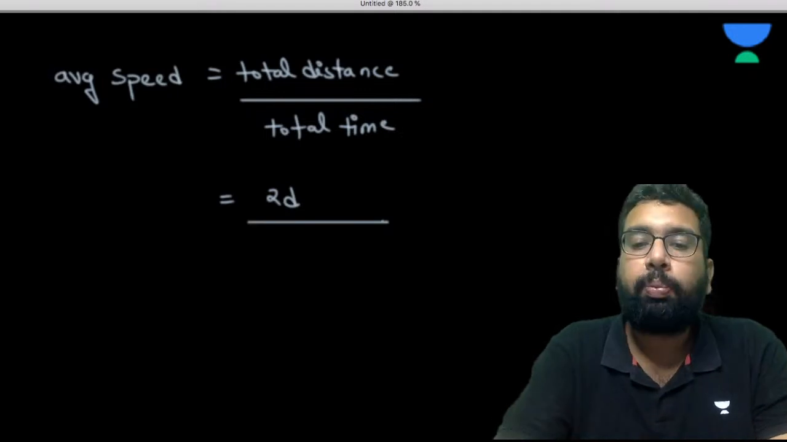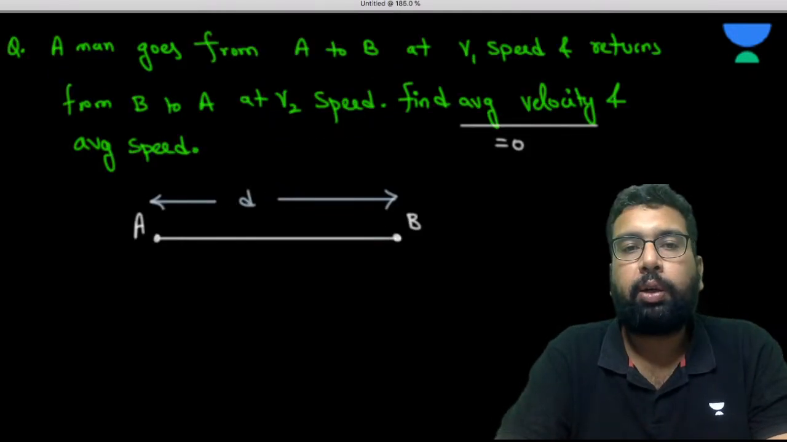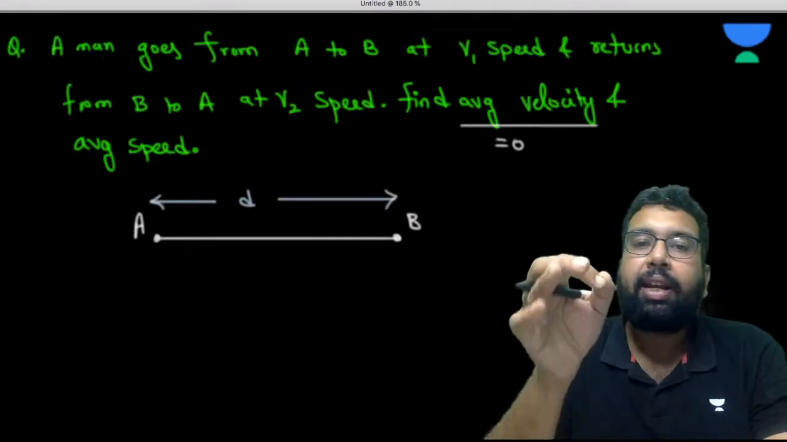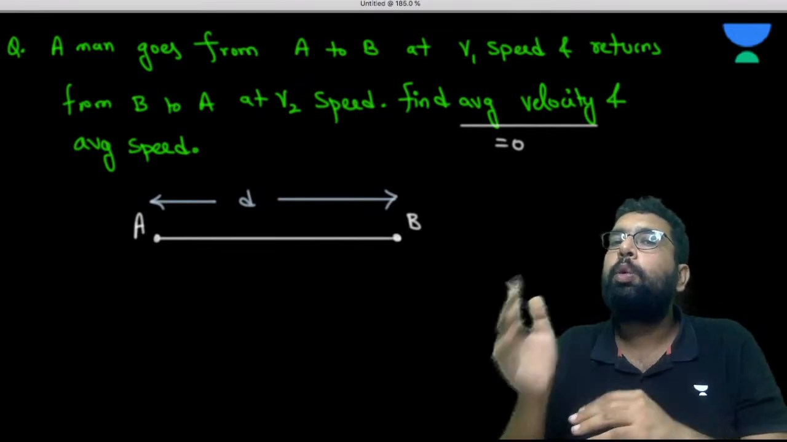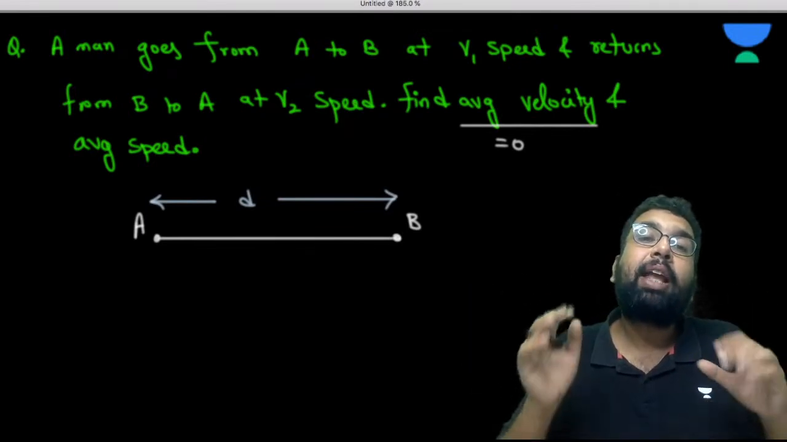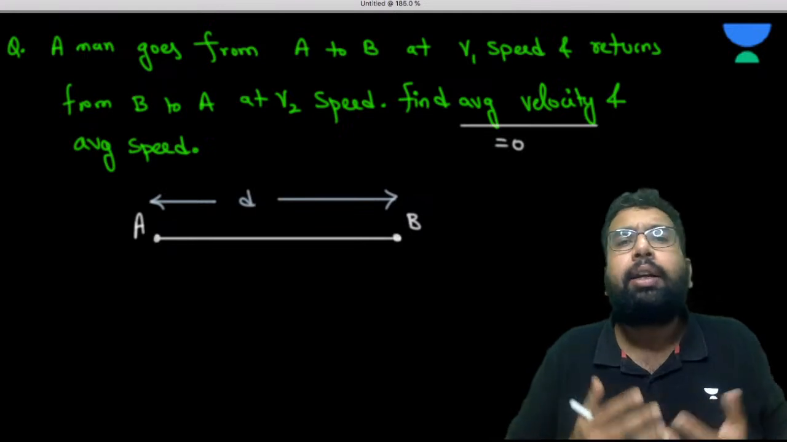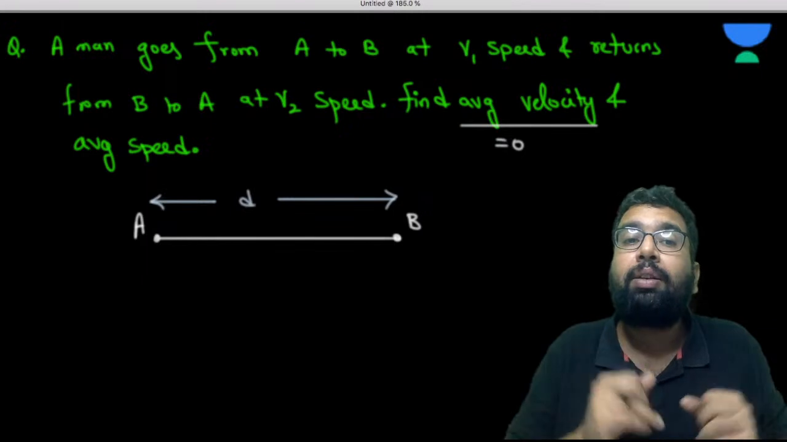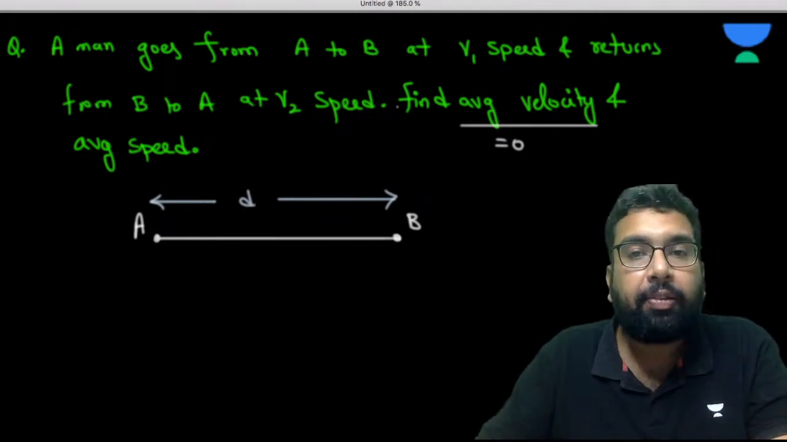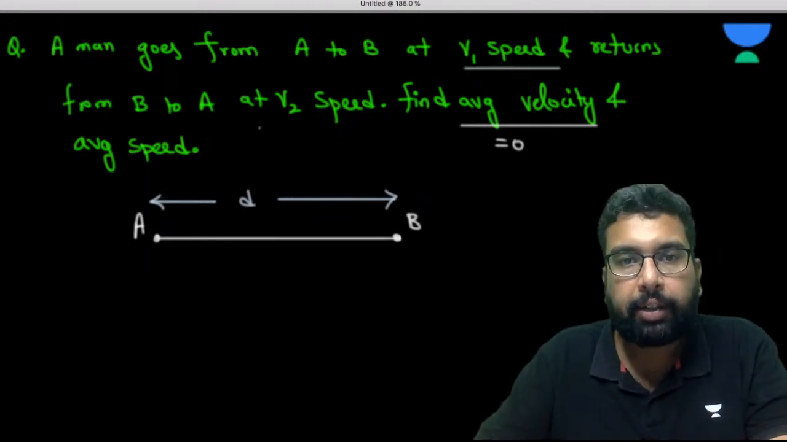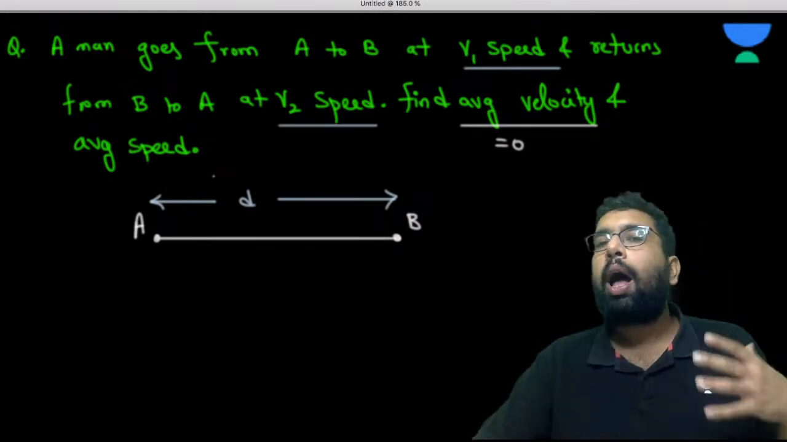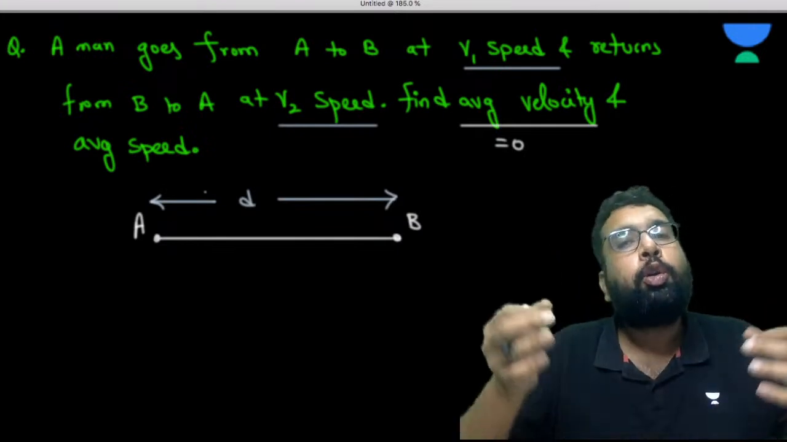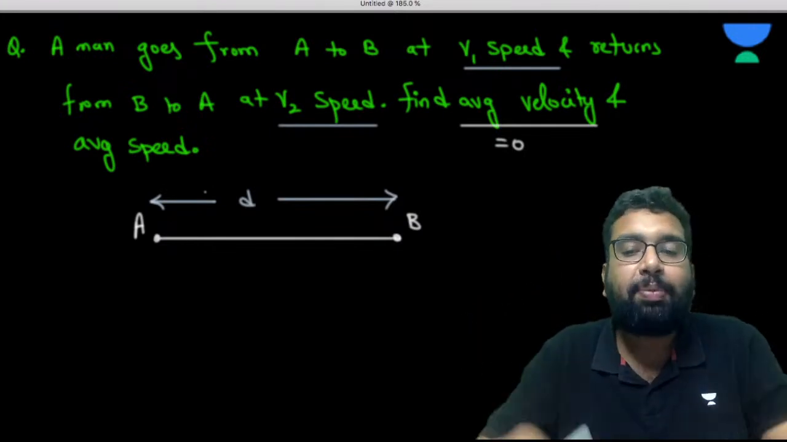Now, what is going to be the total time here? He must have taken some time to reach from A to B, and some time from B to A. But sir, it must be equal, because the distance is the same. No, it is not equal, because the speeds are different. When you have different speeds to cover the same distance, you definitely are going to take different times.